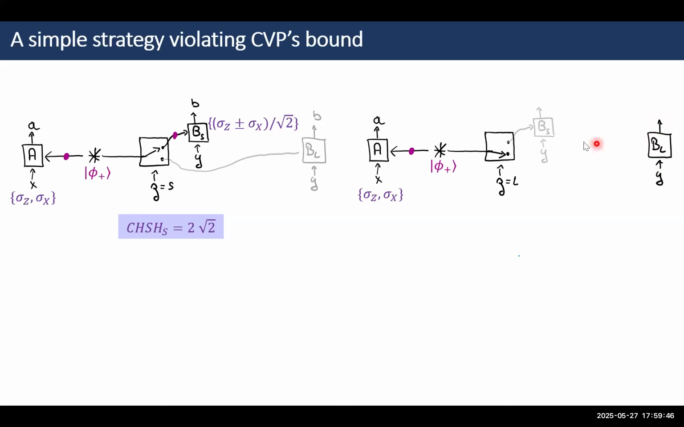Well, if the switch actually routes the quantum particle to the long path, then immediately after the switch, we assume that this particle is being measured in the sigma Z direction, and a classical outcome B is obtained, +1 or -1. And this classical outcome is sent by purely classical means to the faraway device, which simply outputs the value of B independently of which measurement is selected by Bob. So there is actually no quantum signal reaching the faraway device Bob.